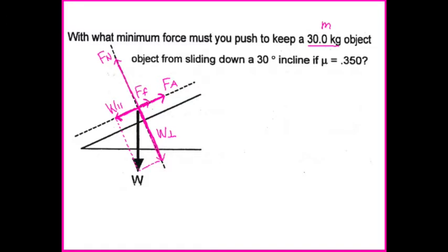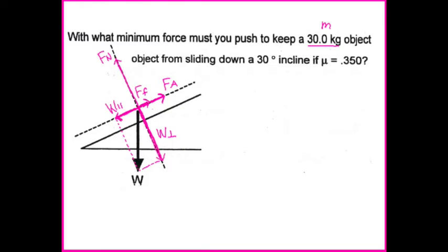Now this would be a different problem if I said what maximum force must you push? And that means it'd be the maximum force before it actually starts sliding up the ramp. So in that case, friction would be working against me. I would have friction working down the ramp and I would keep pushing harder and harder until these were equal. I'll probably point that out in class.